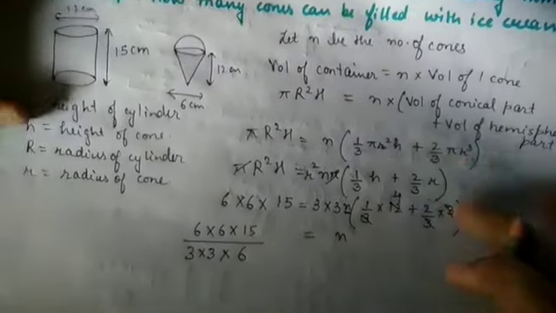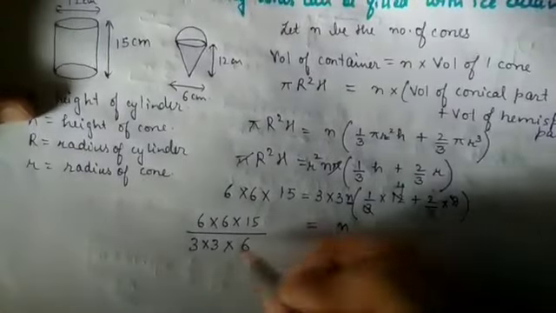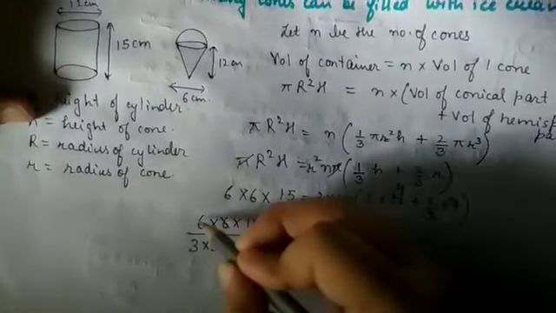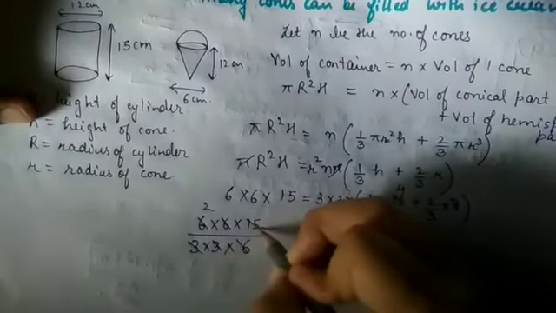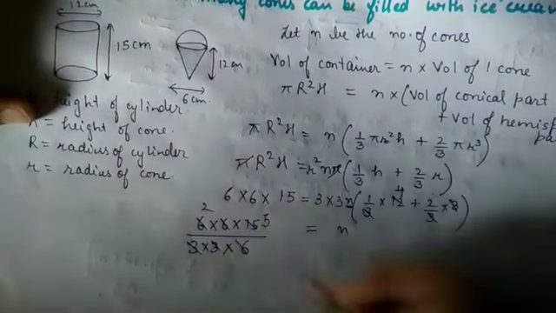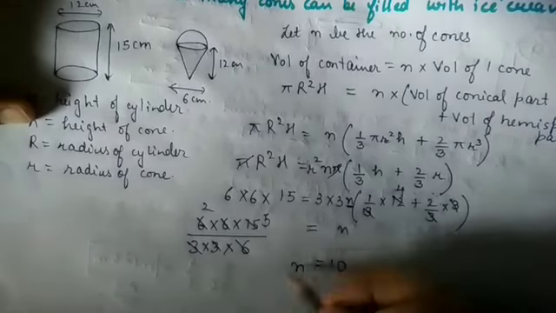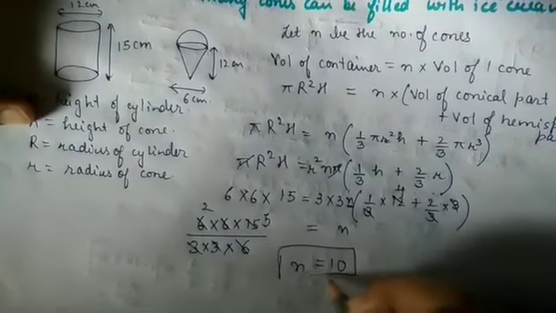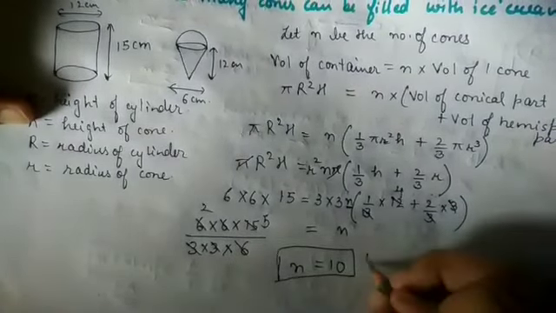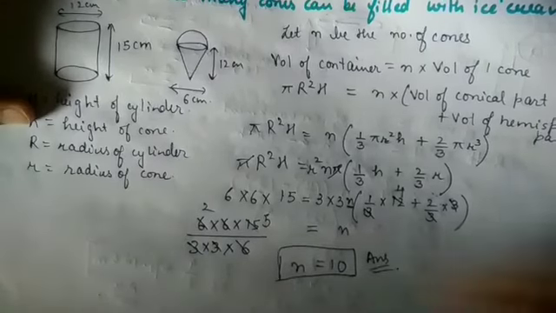Now, what you will get is, you cancel the terms first of all. So you will get n is equal to 10. So therefore, 10 cones can be filled with the container. So this is the answer. Now let us see the next question.